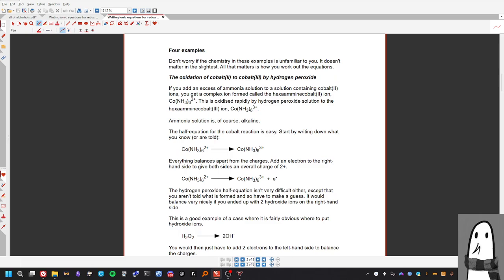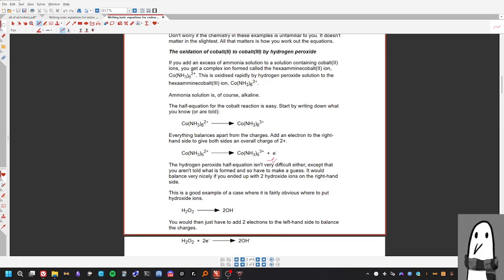However, your ammonia solution is where your reaction is taking place. Your ammonia solution is where your cobalt 2 ions are going to be turned into Co(NH3)6 2+. And yes, it's an alkaline solution. The half equation for the cobalt is easy. Write down what you know. And simply everything is balancing except for the charges, so you add in that e minus.